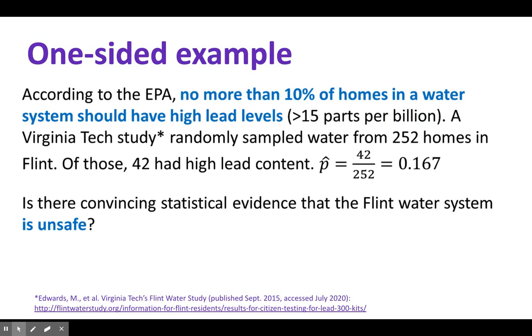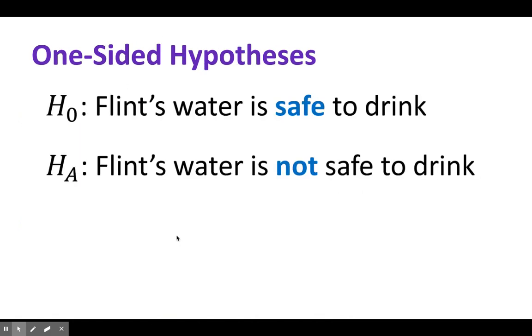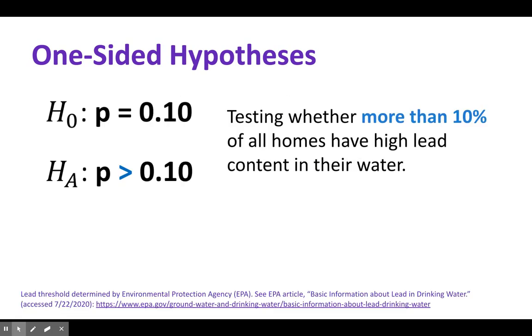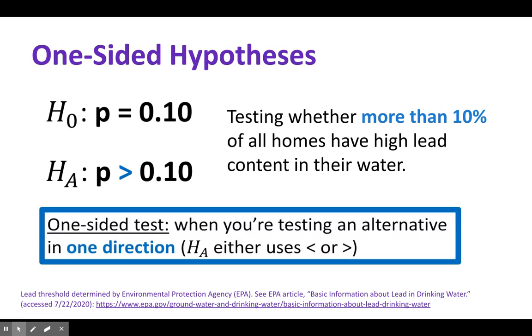For this one, if we're going to look at a one-sided example, remember the reason why it's greater than was that unsafe meant that it was more than 10%. Less than would have been if the claim was like, if you're looking to investigate if something is smaller. I know we didn't look at one of those, but you're going to have to read carefully for these. So a one-sided test is when you're testing an alternative in one direction, where the alternative uses a less than or a greater than.